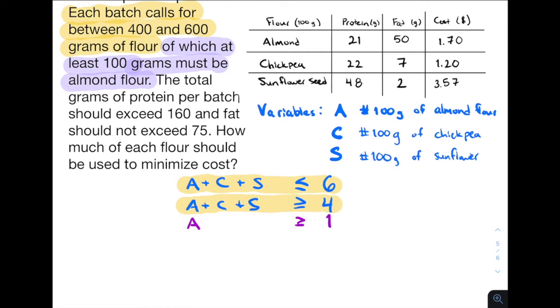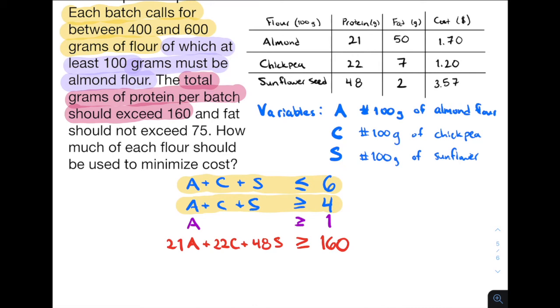Next, we see a constraint that's talking about protein. The total grams of protein per batch should exceed 160 grams. A statement about exceeding is a statement about greater than or equal to, and we want greater than or equal to 160 grams of protein. We know that for every 100 grams of almond, we contribute 21 grams of protein. For every 100 grams of chickpea, there is 22 grams of protein. And for every 100 grams of sunflower, there's 48 grams of protein, giving us the inequality 21A plus 22C plus 48S is greater than or equal to 160.